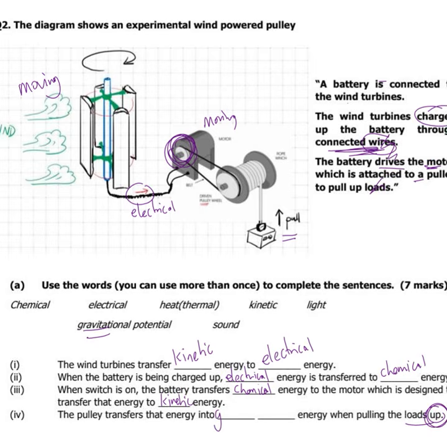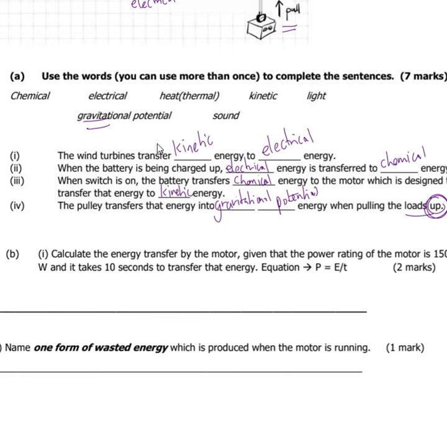So it says here, use the words to complete the sentences. So all the answers are given to you there, you just need to use them properly. So gravitational potential energy. That's how it works. Okay. Again, if you got this wrong, this is the working out.